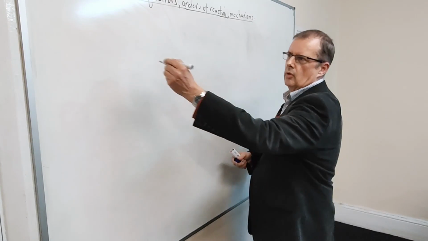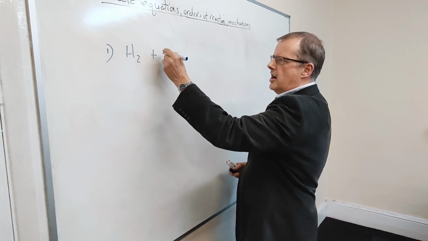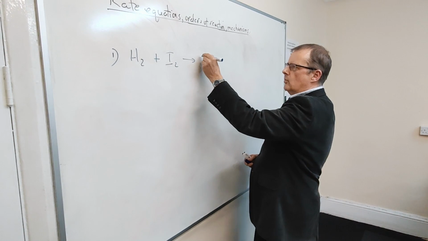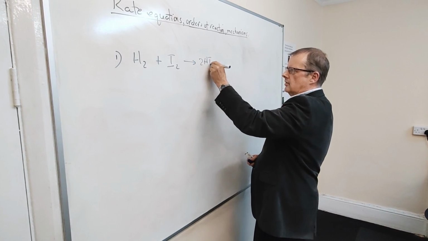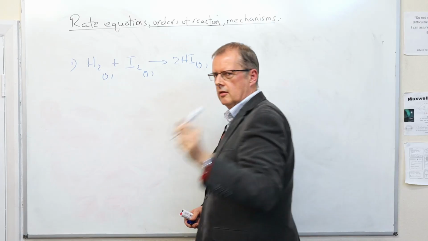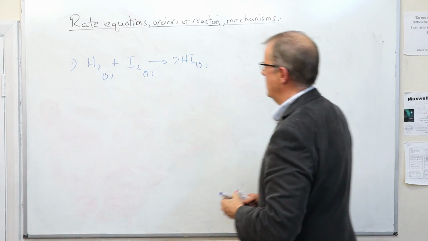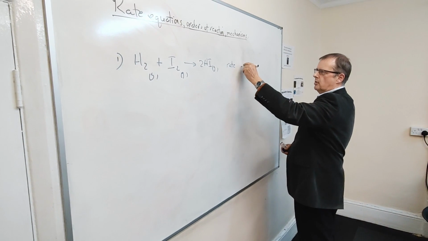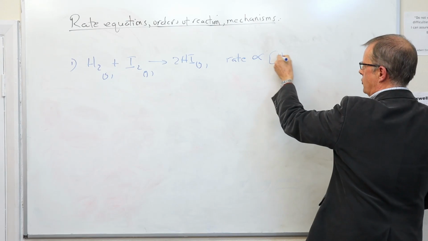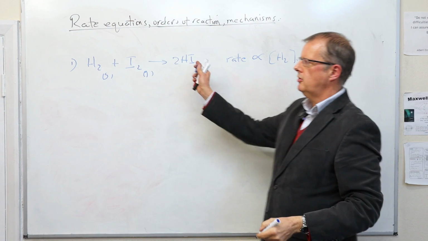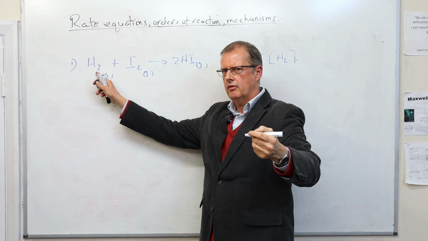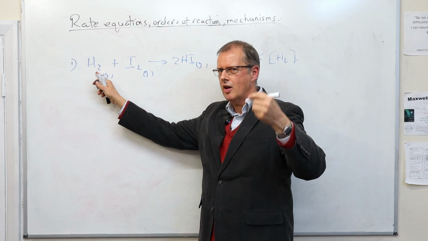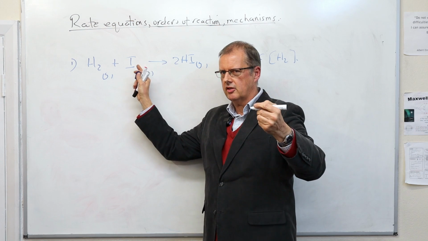If I take, for example, this chemical reaction, hydrogen plus iodine forms hydrogen iodide gas. This is totally gaseous. Now, this reaction has been investigated many, many times, and when you do this reaction, you find that the rate is proportional to the concentration of the hydrogen. So if you do the reaction again and double the hydrogen concentration, it goes twice as fast. You get the products twice as quickly.